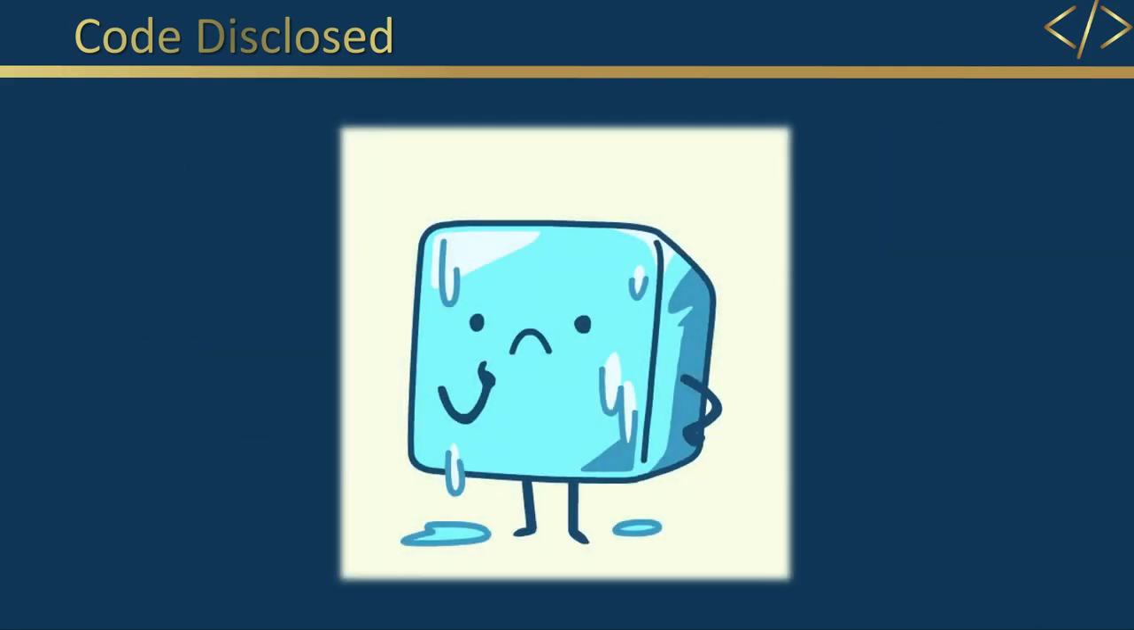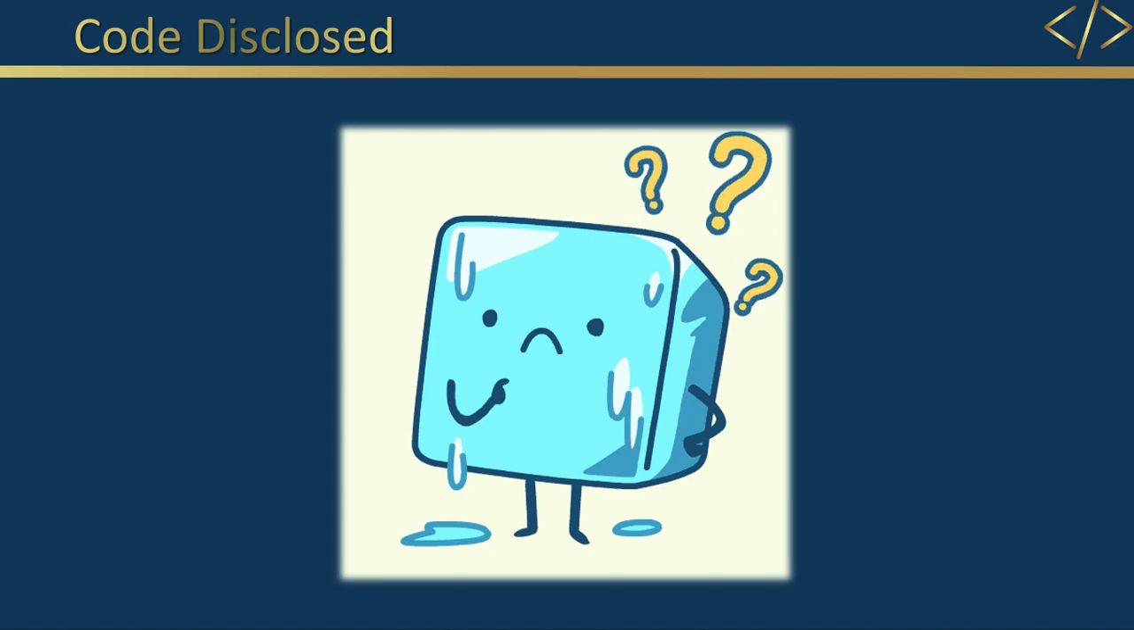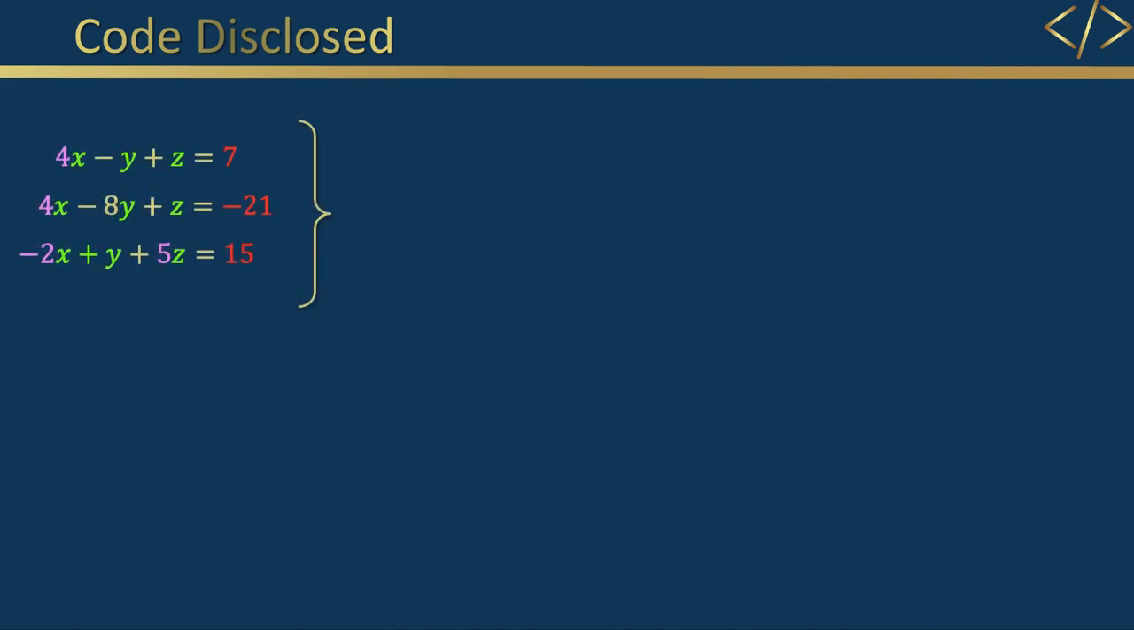All right, I think it would be helpful to put all of these abstract ideas into an example. We have three equations with three unknowns, x, y, and z. The first equation is 4x minus y plus z equals 7. The second one is 4x minus 8y plus z equals minus 21. And the third one is minus 2x plus y plus 5z equals 15.